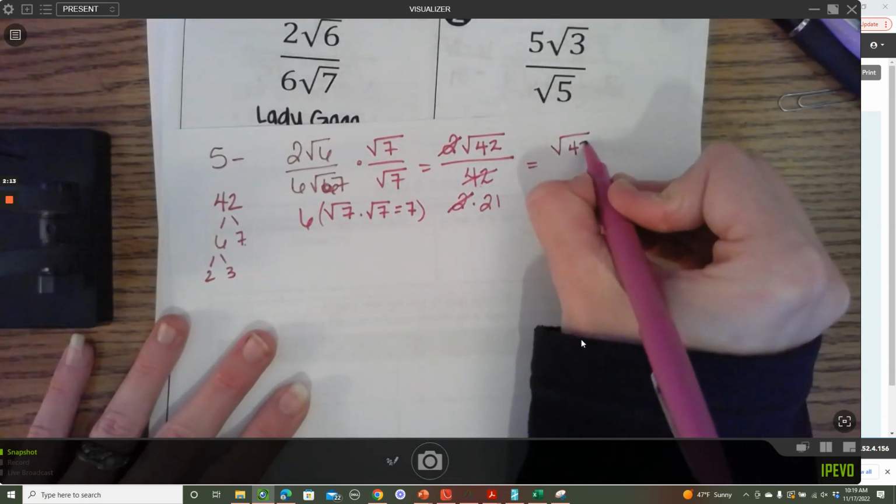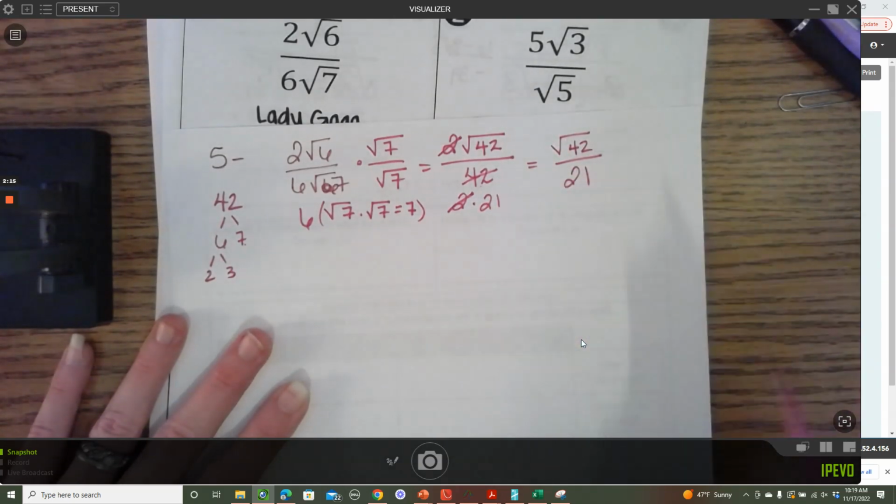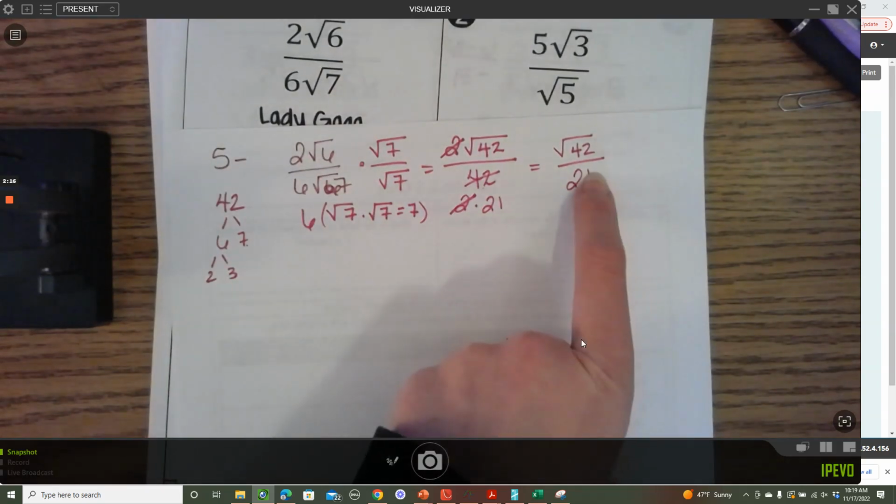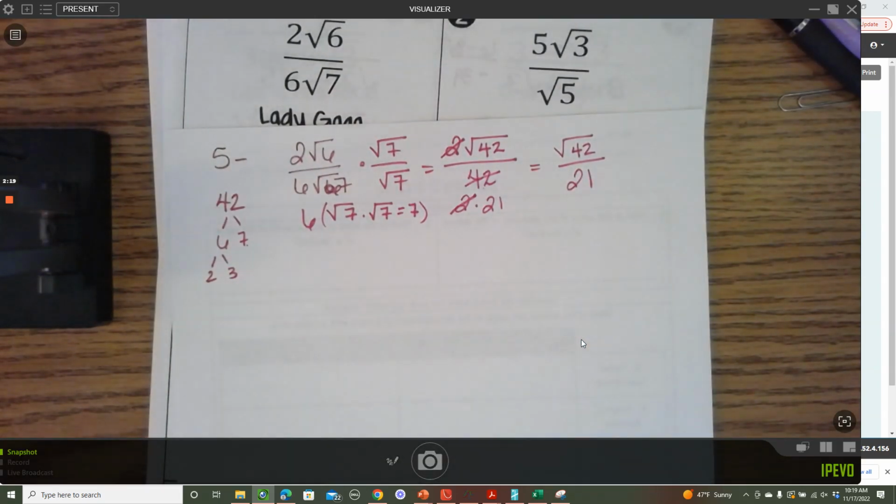It's the square root of 42 over 21. As long as you don't have a radical in the denominator, you are okay. If it's up there on top, that's fine.